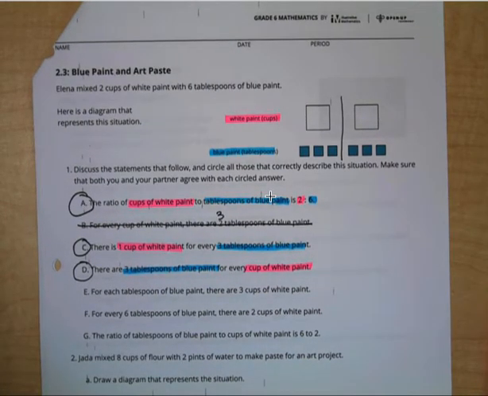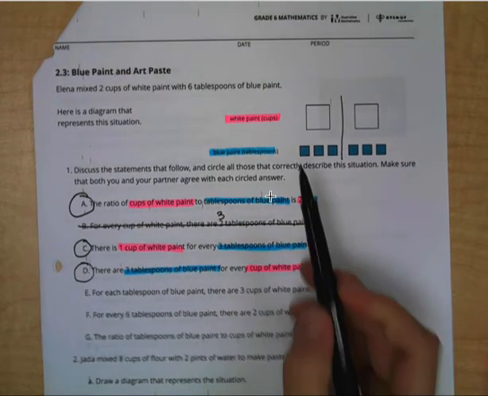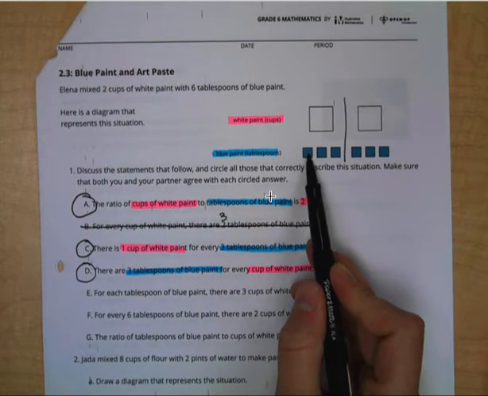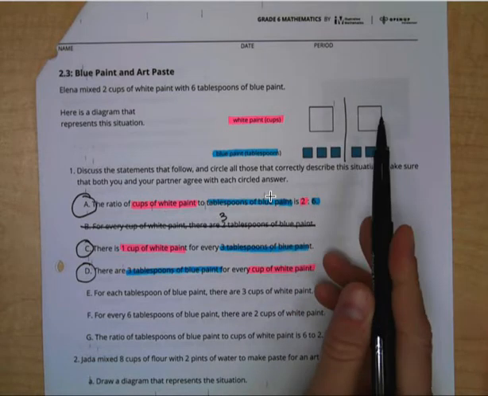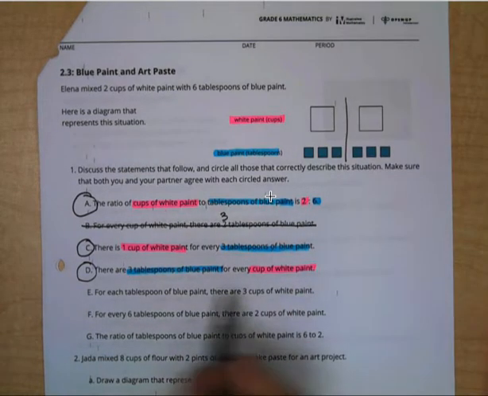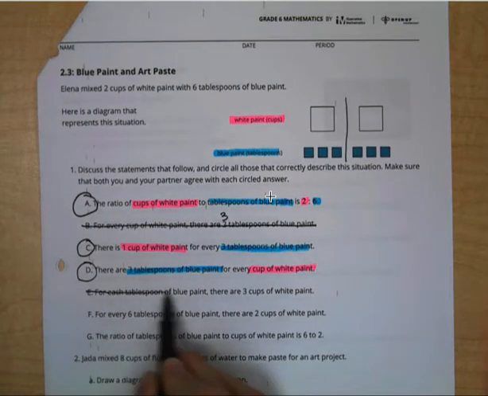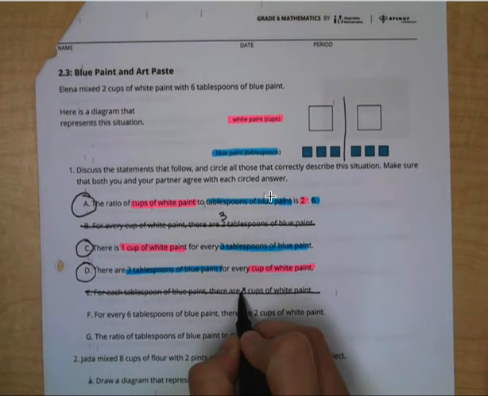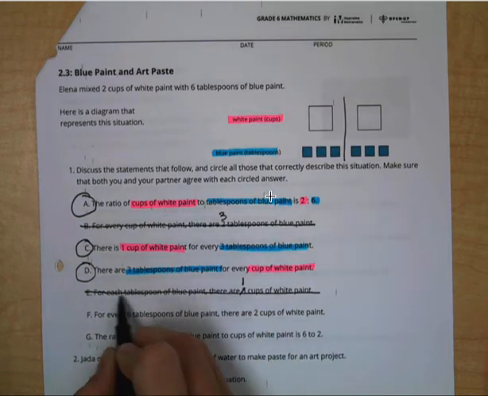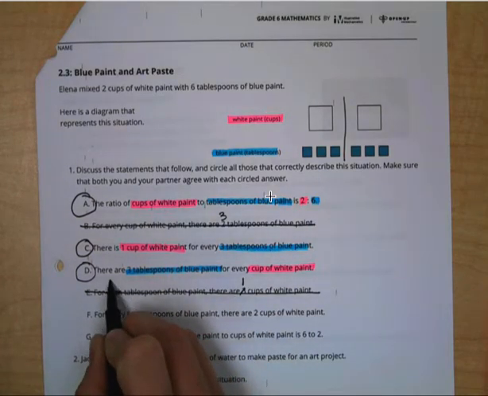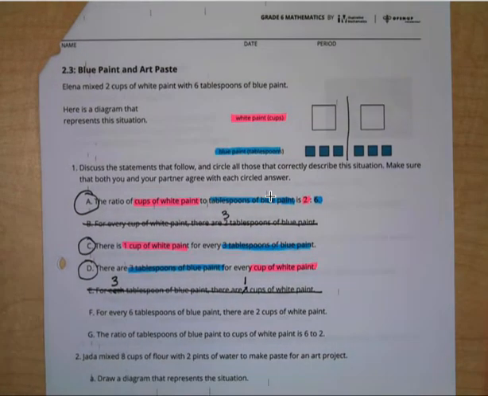For each tablespoon of blue paint, there are 3 cups of white paint. So if we only have 1 blue, would we have 3 white? No, that is false. In this example, what they did wrong was they switched their numbers around. This would mean that it's not for each, it'd be for 3 tablespoons of blue paint, there is 1 of white paint.